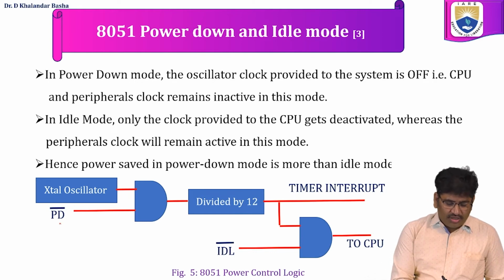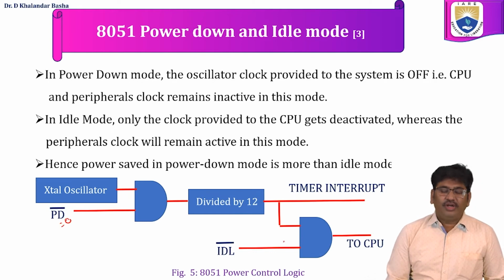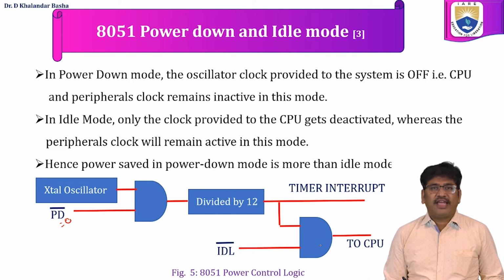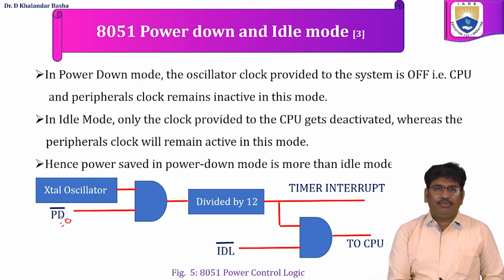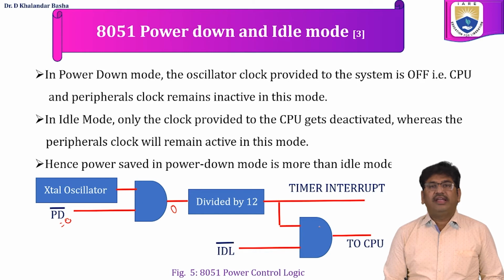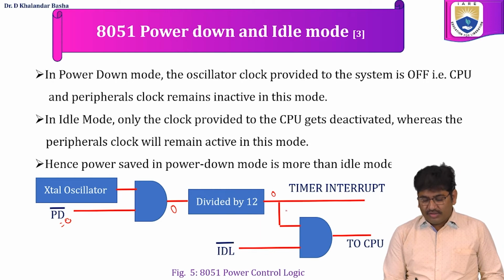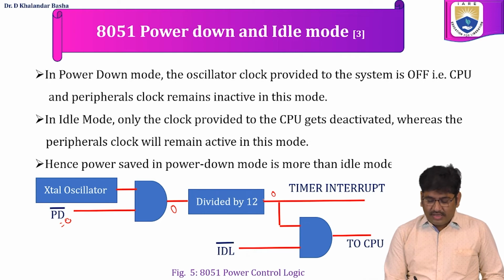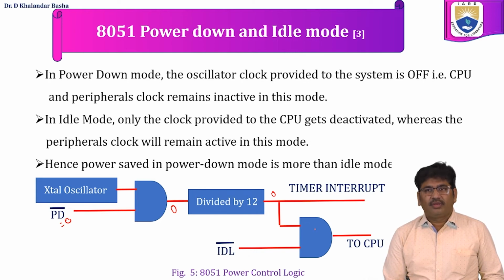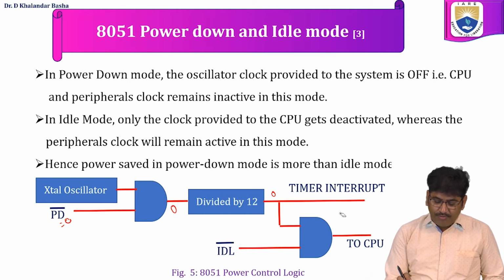If power down is active, that means PD bar is equivalent to 0, because it is an active low signal. So for active, we will write PD bar is equivalent to 0. When one input of the AND gate is 0, the output of the AND gate is equivalent to 0 and divided by 12 will also produce 0. So no clock pulses will be given to the peripherals like timer and interrupt. The same 0 we are passing to the other AND gate. As one input is 0, the output of this AND gate is also 0, so no pulses will be generated for the CPU.